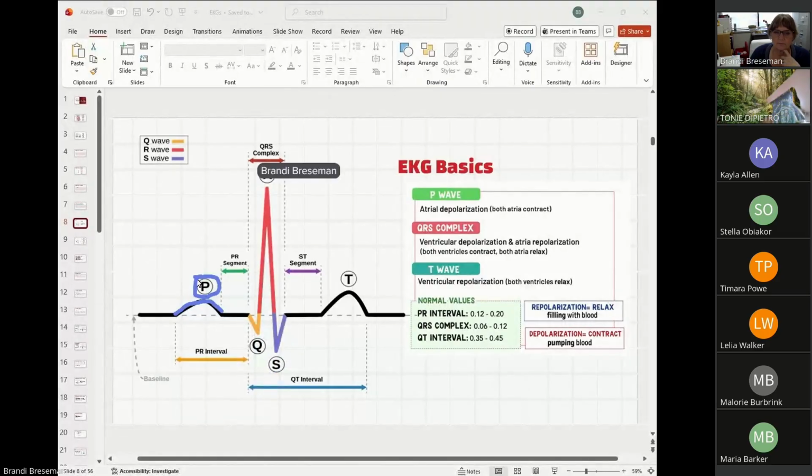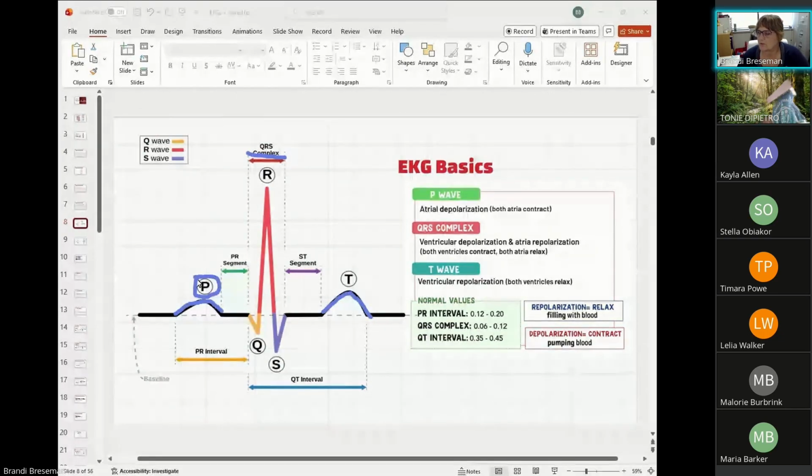Right here. And then we have our T wave right here. Our T wave is ventricular repolarization. So that's when our ventricles relax.